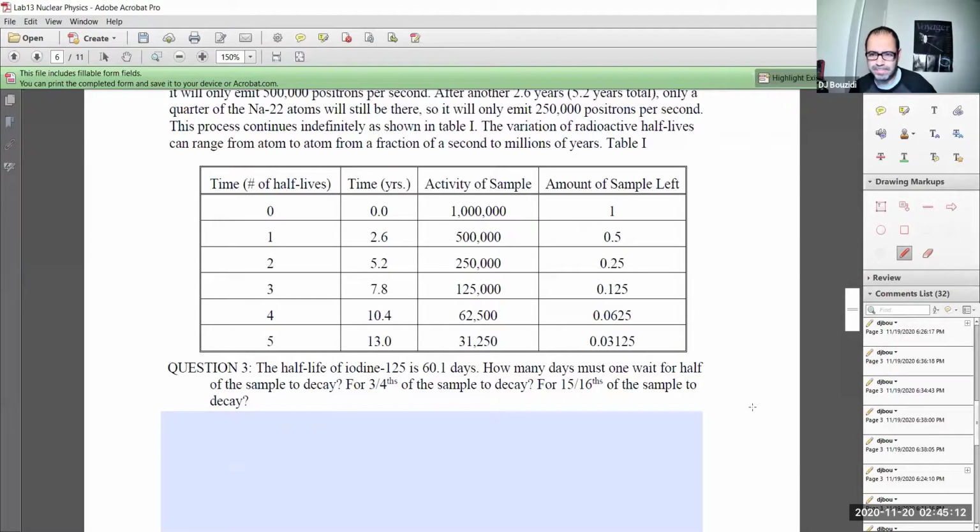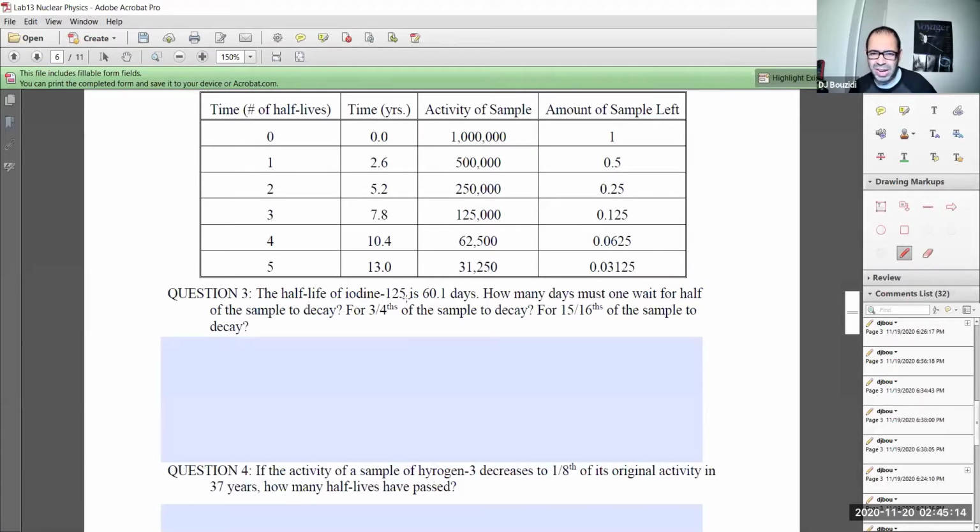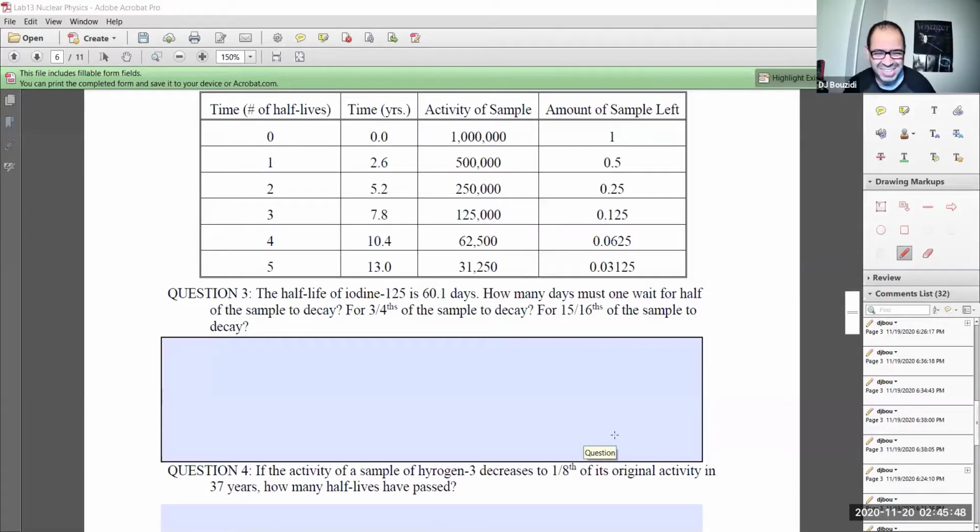Okay, so here is a question. The half-life of iodine-125 is 60.1 days. How many days must one wait for half of the sample to decay? What do you guys think? 60.1 days. Yes, very good. I'm glad you guys are awake.